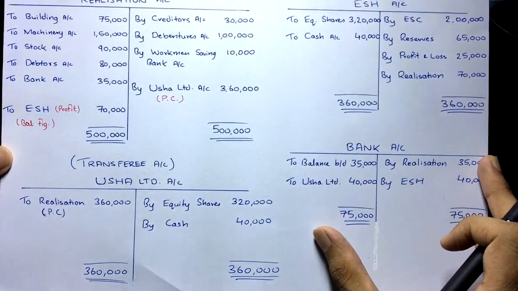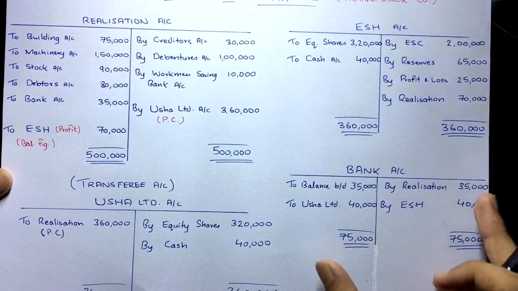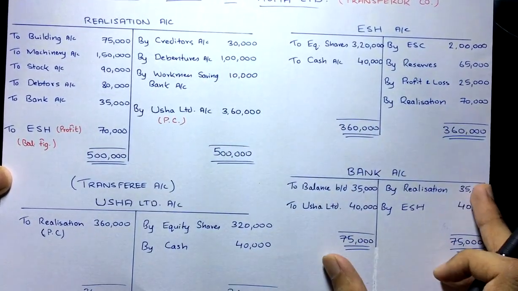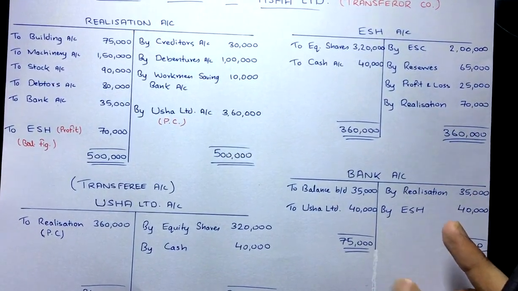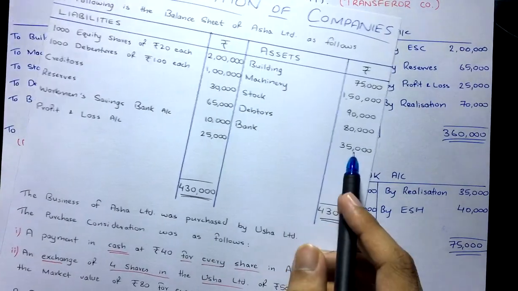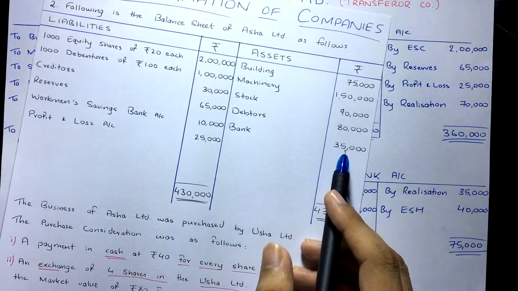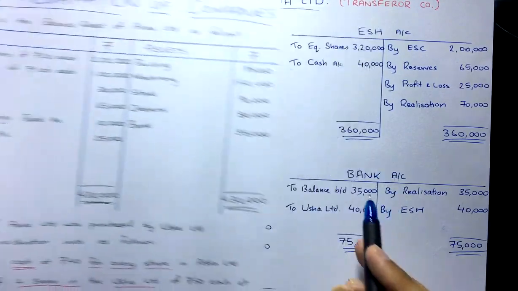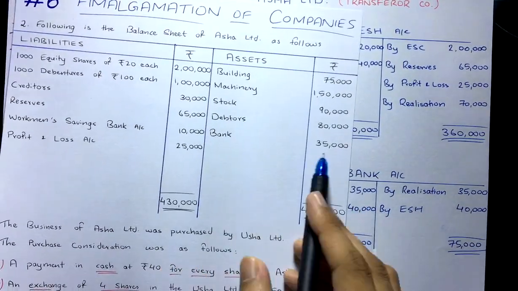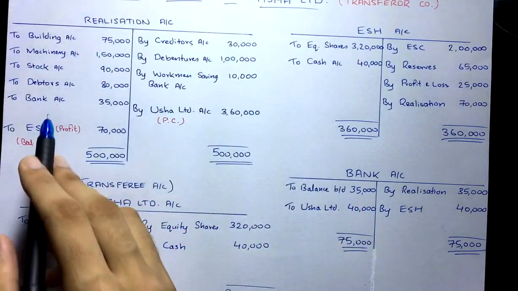Yes, the bank account is very simple. See here, what you have to do, you have to take all the cross posting from all the accounts. So first you have to see, do we have any balance? Yes, we have money, right? 35,000 in our bank account already. So that is what you have to take. You have to take the balance. Bank account, to balance b/d. But you will think, why are we taking bank over here? We have already taken bank over here.